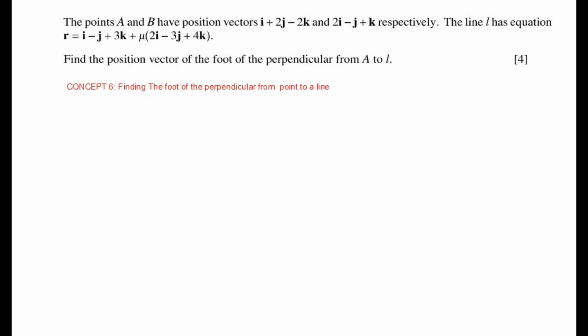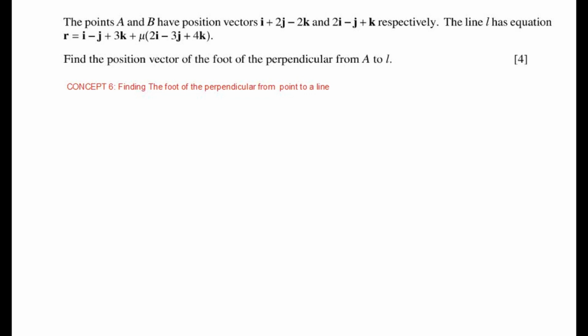The next 3 concepts are usually intertwined. So we're going to go through them one by one using the same example. Here I've taken a question from the past paper which says that points A and B have position vectors as given in the question. And there's a line L that has an equation also given in the question. We are supposed to find the position vector of the foot of the perpendicular from A to L.